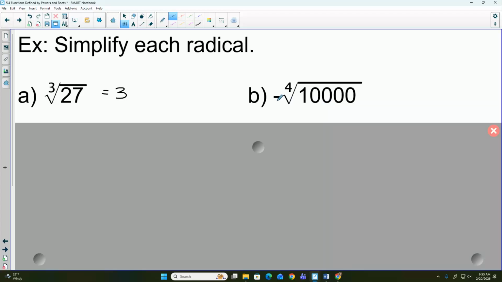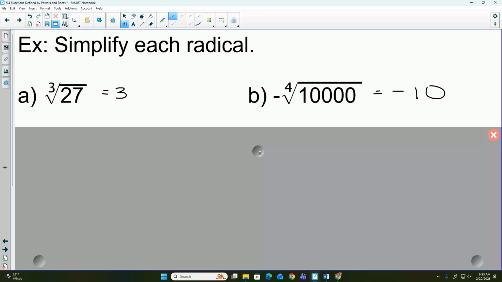All right, the negative on the outside just stays. If you don't know the fourth root of 10,000, could you use your calculator to get it? You guys all know how to use your calculator and put in fourth roots? So try it, and if you can't figure it out on your calculator, let me know and I'll help you. What do we get? So our answer is negative 10, because we have a negative in front. All right.